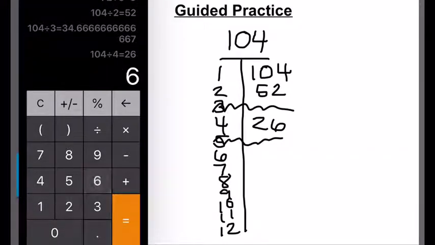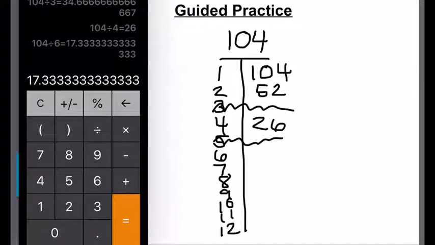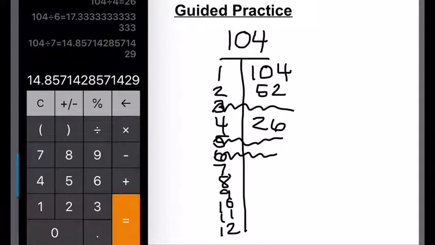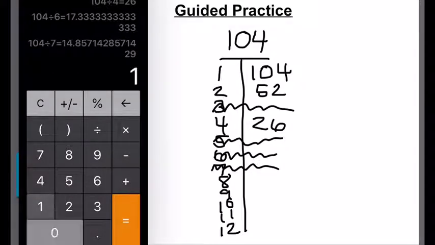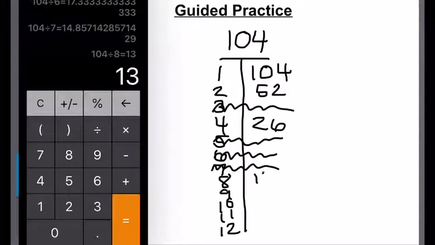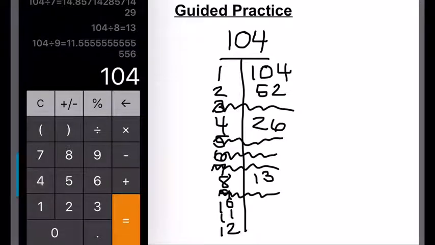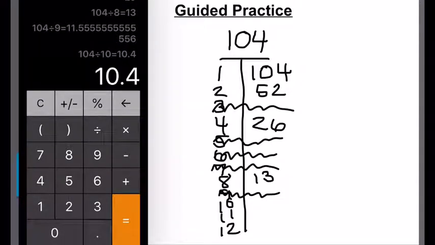104 divided by 6 gives us a decimal, so 6 is not a factor of 104. 104 divided by 7 is a decimal, so it is not a factor of 104. 104 divided by 8 is 13. 104 divided by 9 is a decimal, so it is not a factor of 104. 104 divided by 10 is a decimal.